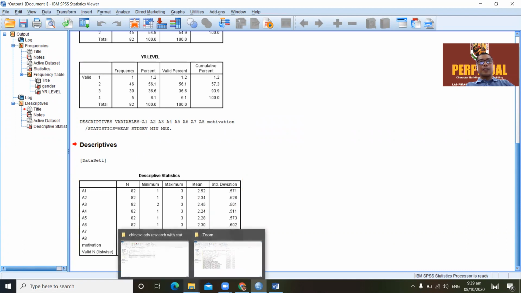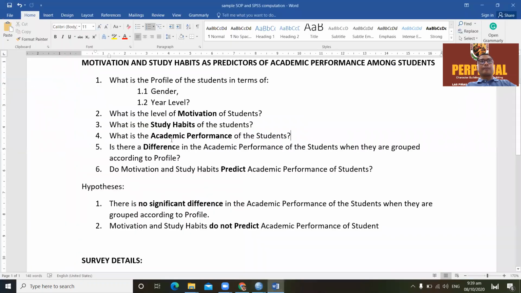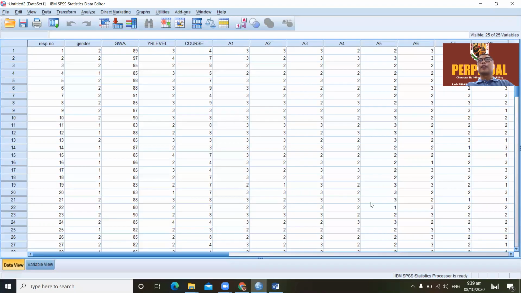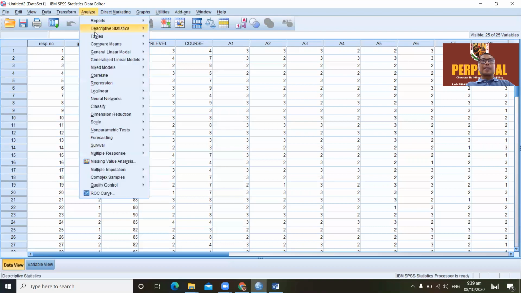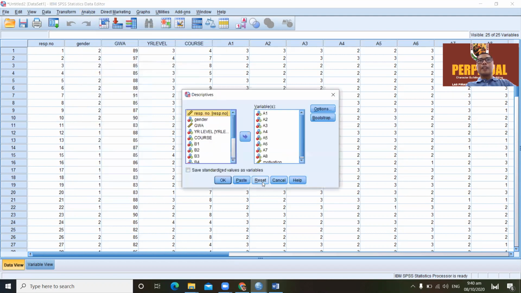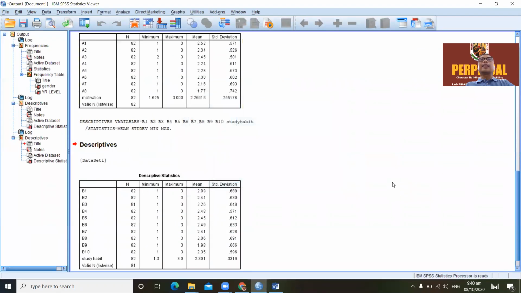The next question is on study habits. Question number 3. Same with what we did with the level of motivation. Let's try to go back to our data. Click Analyze, Descriptives, and then another descriptives. Rather than motivation, you try to reset, and then you go for B1, B2, B3, B4, B5, B6, B7, B8, B9, B10, and then study habits in general. Transfer them to the variables box and then click OK.